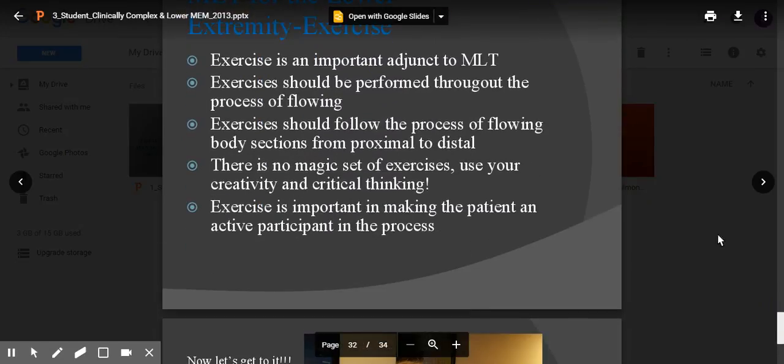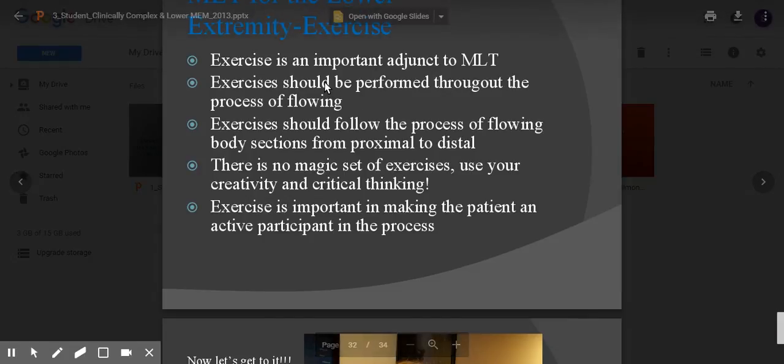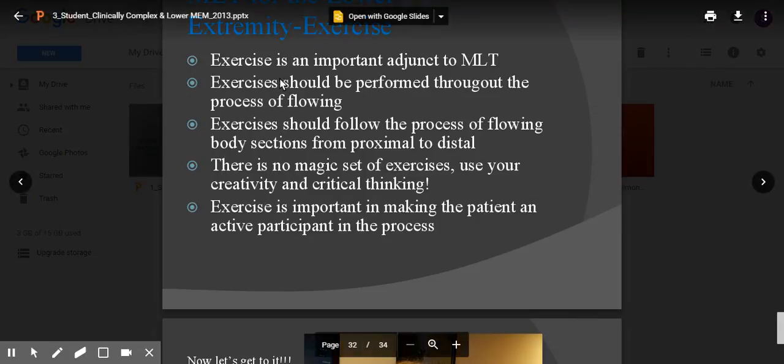Some things to think about. Exercise is an important adjunct to the manual lymph techniques, and those exercises should be performed throughout the process of clearing and flowing the fluid from the patient's extremity. And I'm going to do a demonstration of these techniques in class and show you how the clearing and flowing combined with exercise works. And those exercises should follow that process from one segment to the next. There's no magic set of exercises. All you need to do is use your creativity and critical thinking.